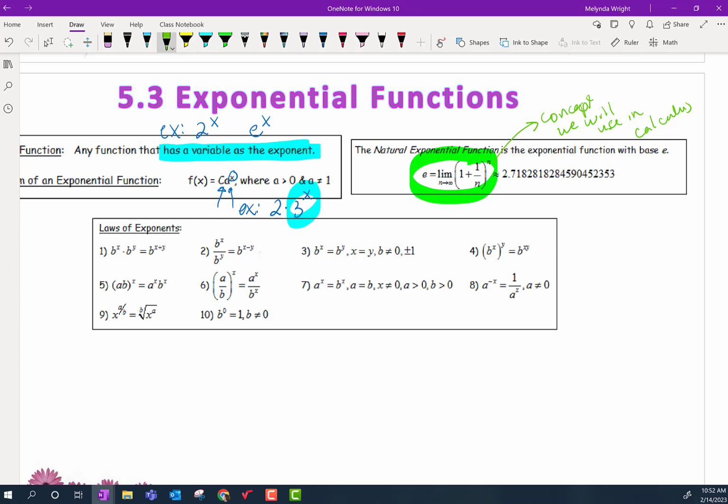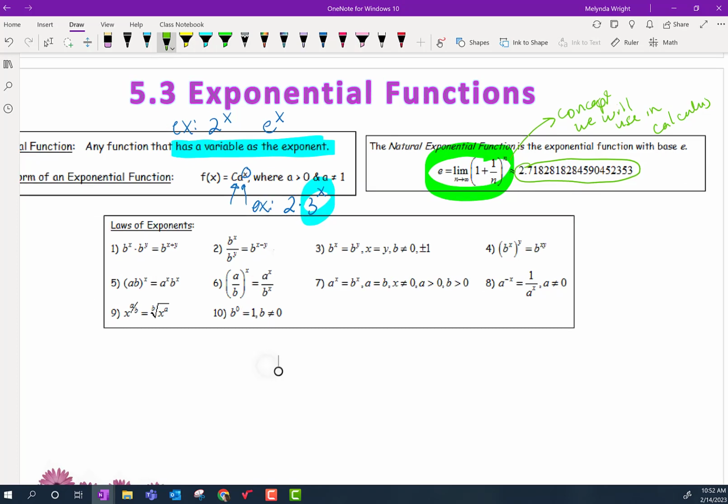So the Euler number is that limit, the limit as n goes to infinity of 1 plus 1 over n to the n. And this is actually the Euler number. Of course, it keeps going, just like pi just keeps going and going. So does the Euler number. It's just a number. So now let's review our exponent laws.